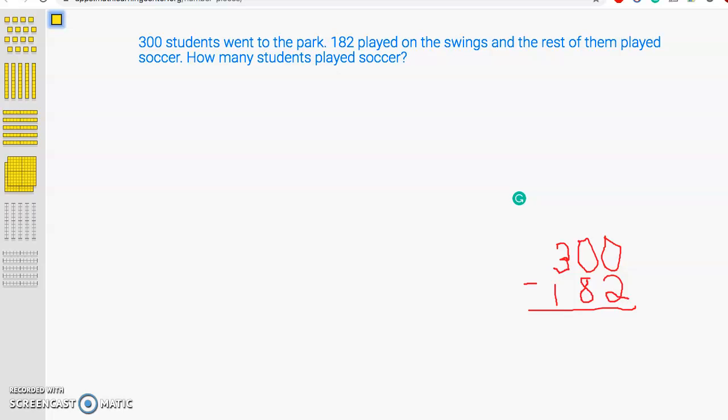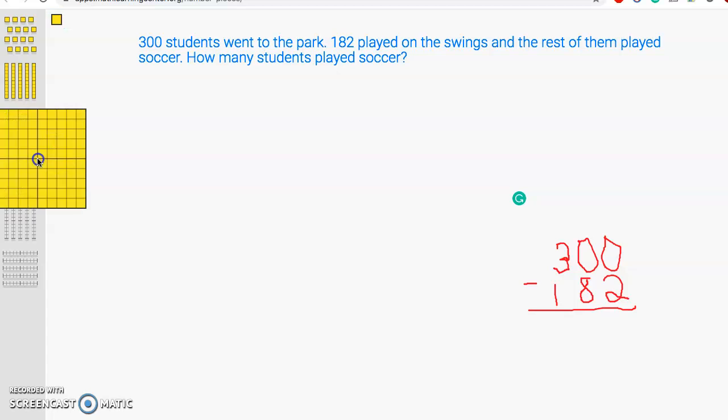Hi everyone, today we are going to be working through a part whole, part unknown word problem. Our problem says 300 students went to the park. 182 students played on the swings and the rest of them played soccer. How many students played soccer?